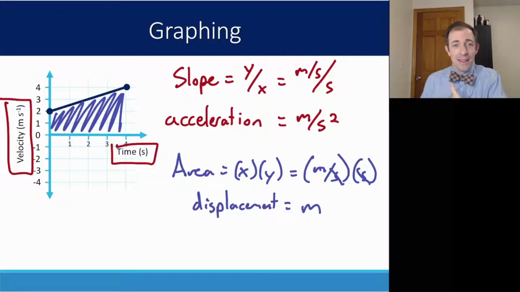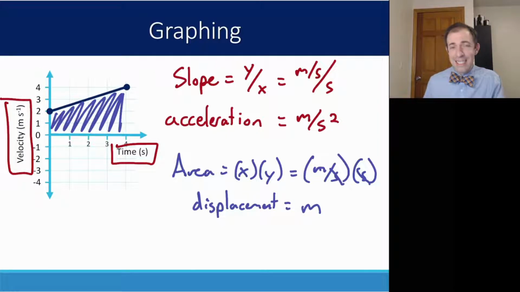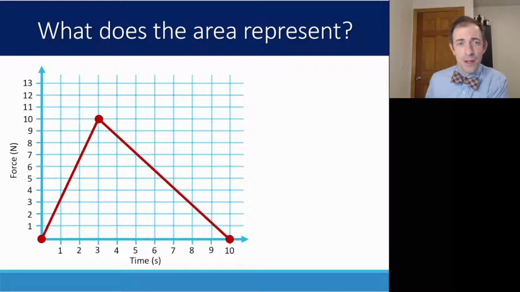Which means in this graph, I could figure out the total displacement by finding the area. I could find the acceleration of the graph by looking at the slope of that line. I could also just find velocity by reading it. I could say, what's the velocity at 2 seconds? Well, at 2 seconds is simply a velocity of 3 meters per second. So one graph can tell you a lot about an object's motion.